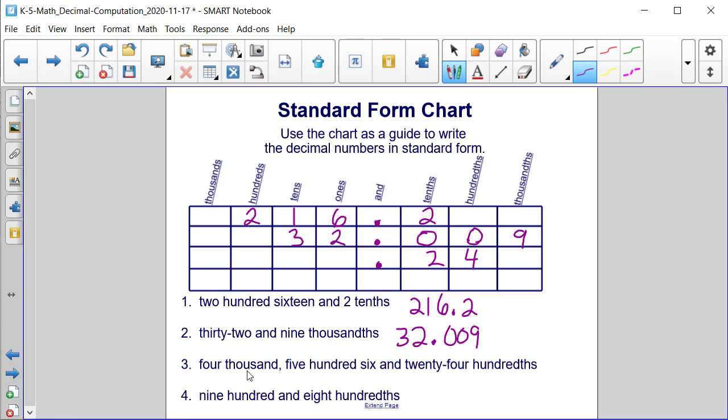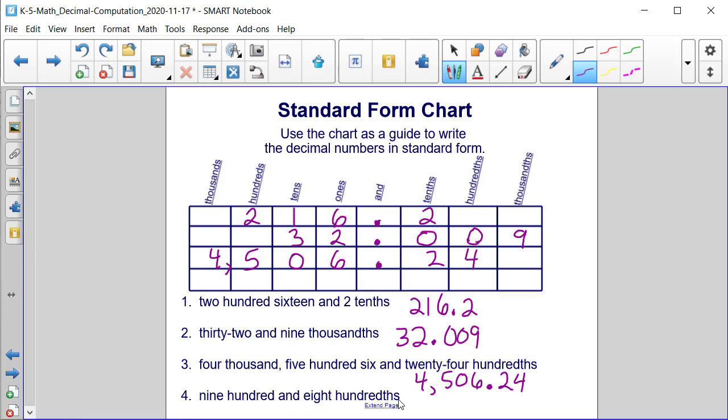And now to the left, we have 4,000. That tells us where the 4 and the comma go. We have 506. So 500s, 0 10s, and 6 1s. So we have 4,506 and 24 hundredths. And now our last one, 900 and 8 hundredths.